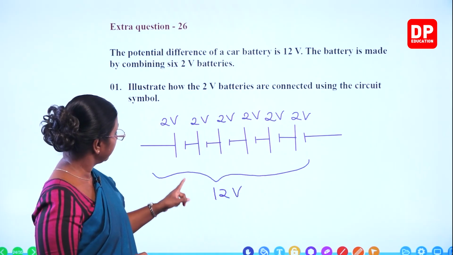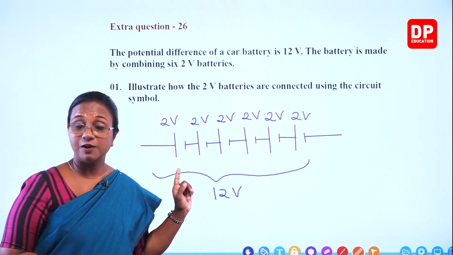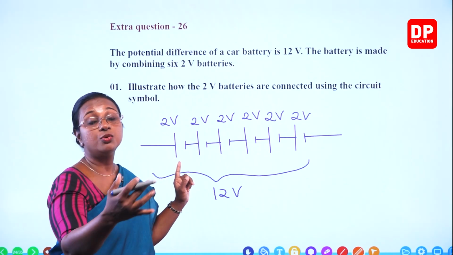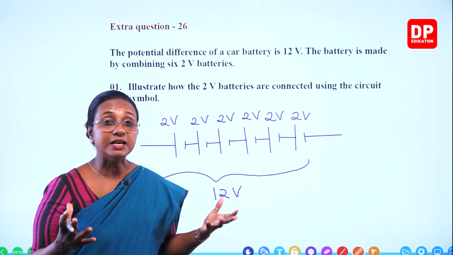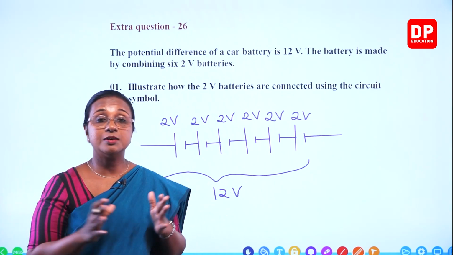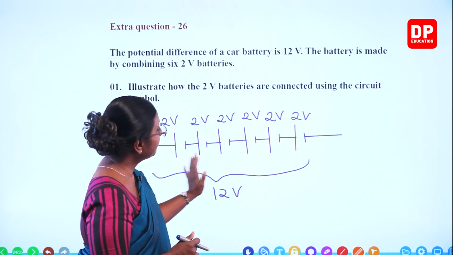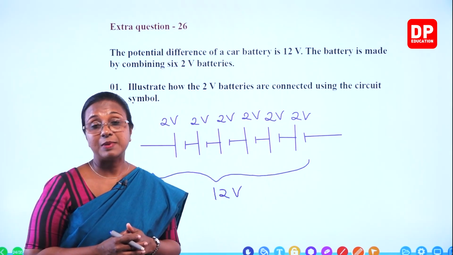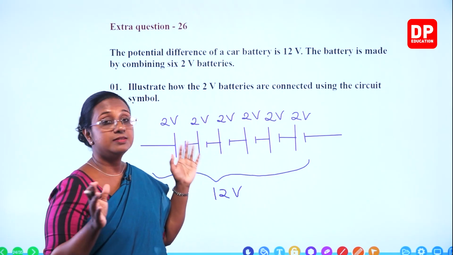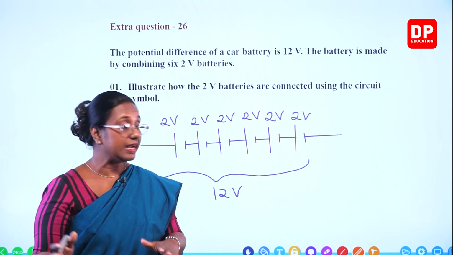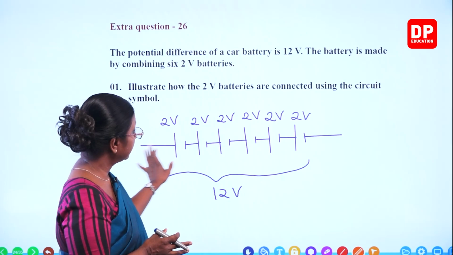The important thing is the negative terminal of the first battery is connected to the positive terminal of the second battery, and so on. You all know this because for a current to flow, there should be a potential difference across the terminals of the batteries, and that is possible only when the batteries are connected in this manner. So all the potential differences, 6 2-volt batteries, get added up and you get a total of 12 volts.